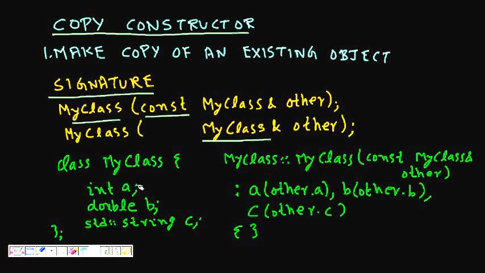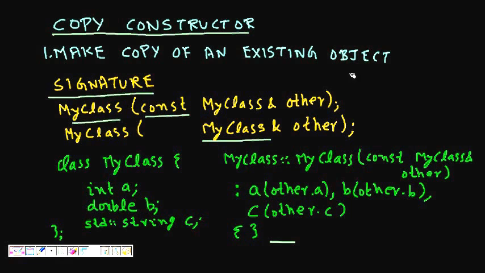If I don't write a copy constructor here, the default copy constructor written by the compiler would be something like this: MyClass(const MyClass& other). It will make a = other.a, b = other.b, and c = other.c. So this is the simple compiler-generated copy constructor. Basically it makes a shallow copy of these variables.